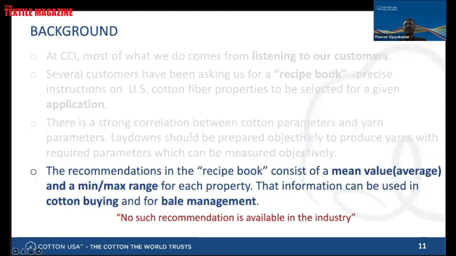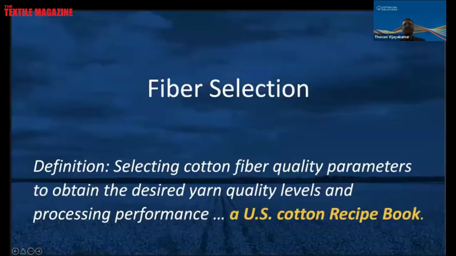The recipe book recommendation consists of a mean value, which is the average value of any parameter, and the range for each cotton parameter. This recommendation standardizes cotton buying, which is very important for consistent yarn quality. And this is also the first step to implement bale management efficiently. So let us define fiber selection and get into the details.